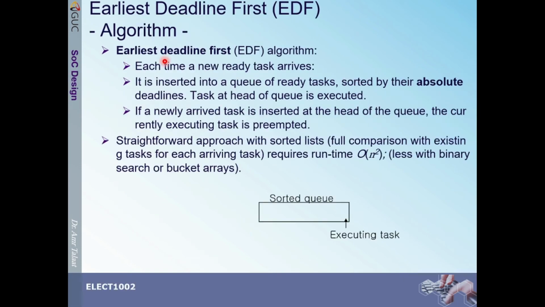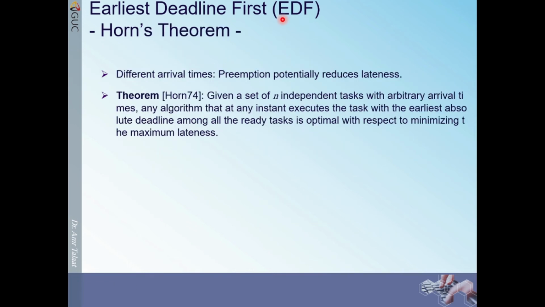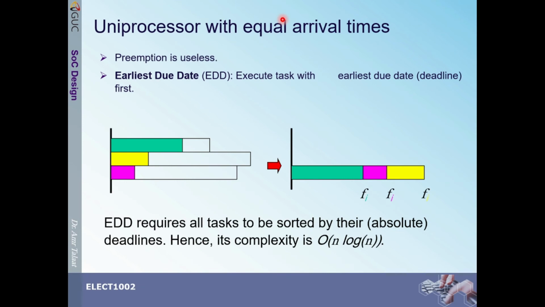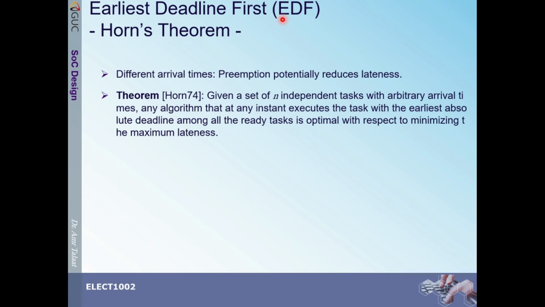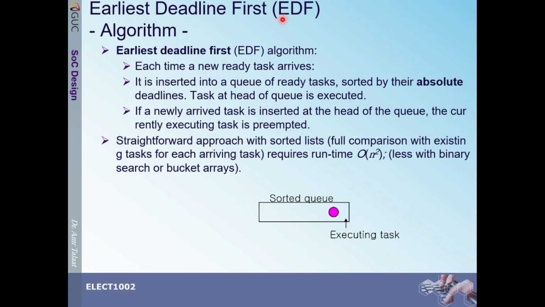Each time a new task is ready to arrive, it's inserted in the queue of the ready tasks sorted by their absolute deadline. The task at the head of the queue executes. If an arrived task is inserted at the head of the queue, the currently executing task is preempted. The difference between the earliest due date and earliest deadline first is mainly the preemption. If you don't have preemption, they are equal.